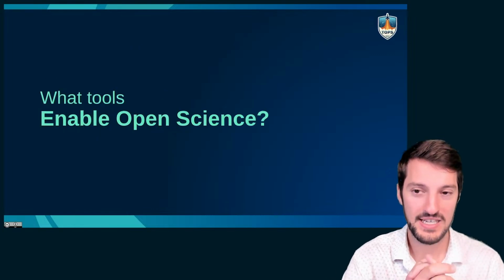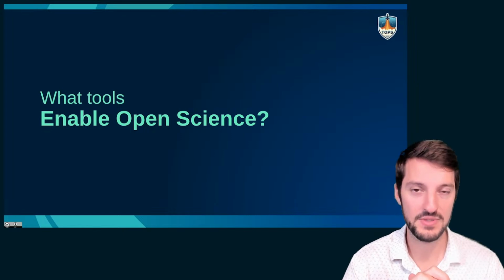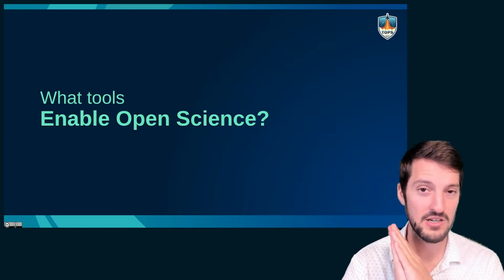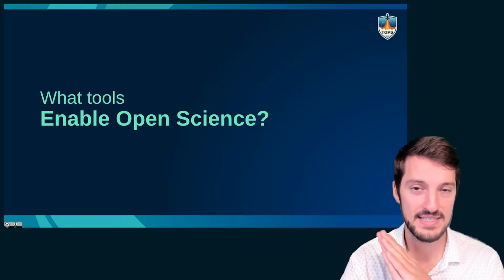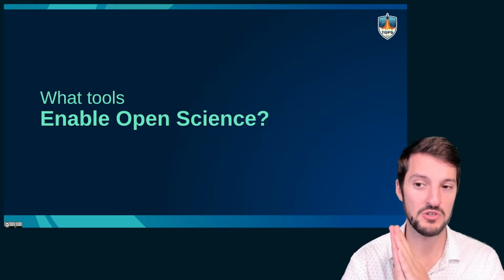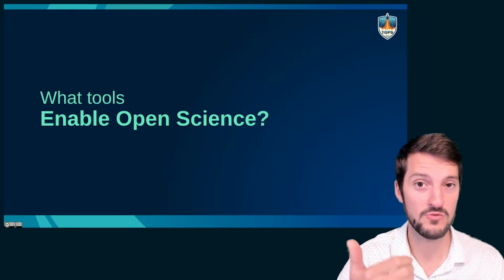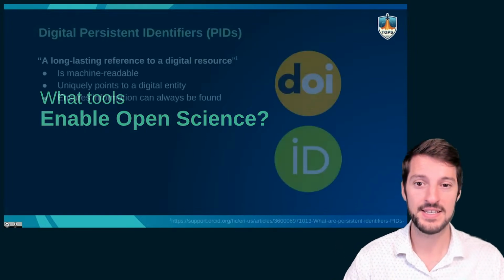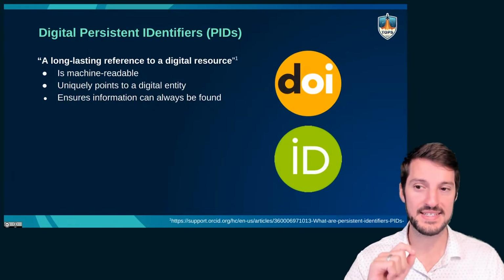Now, I would like to jump into some more of the tools that enable open science. So far, we've only talked about tools that help us advance open science, but these are going to be much more in depth. And in fact, we're going to go more in depth with some of the tools that I have already mentioned. So first up, we have digital persistent identifiers.